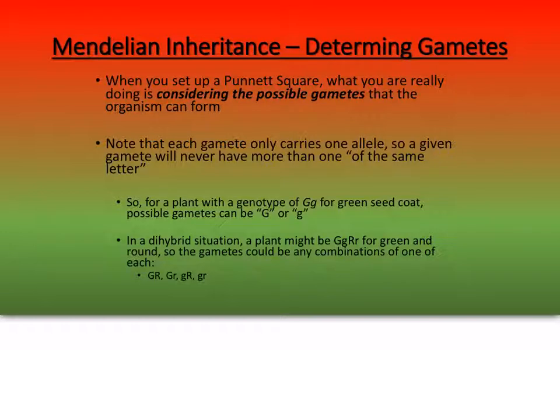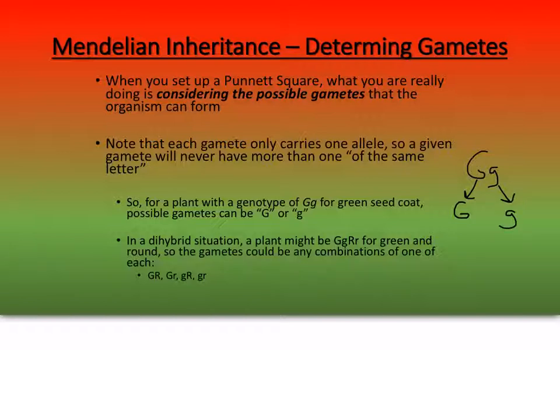Okay, so to determine your gametes, you set up a Punnett square, right? When you set up the two sides of your Punnett square, what you're really doing is considering what possible gametes this organism could form. Each gamete will carry one allele, so a gamete will never have more than one of the same letter. So if a plant has the genotype Gg, and we stick with just this one single gene, then it could form gametes with a big G, and it could form gametes with a little g.